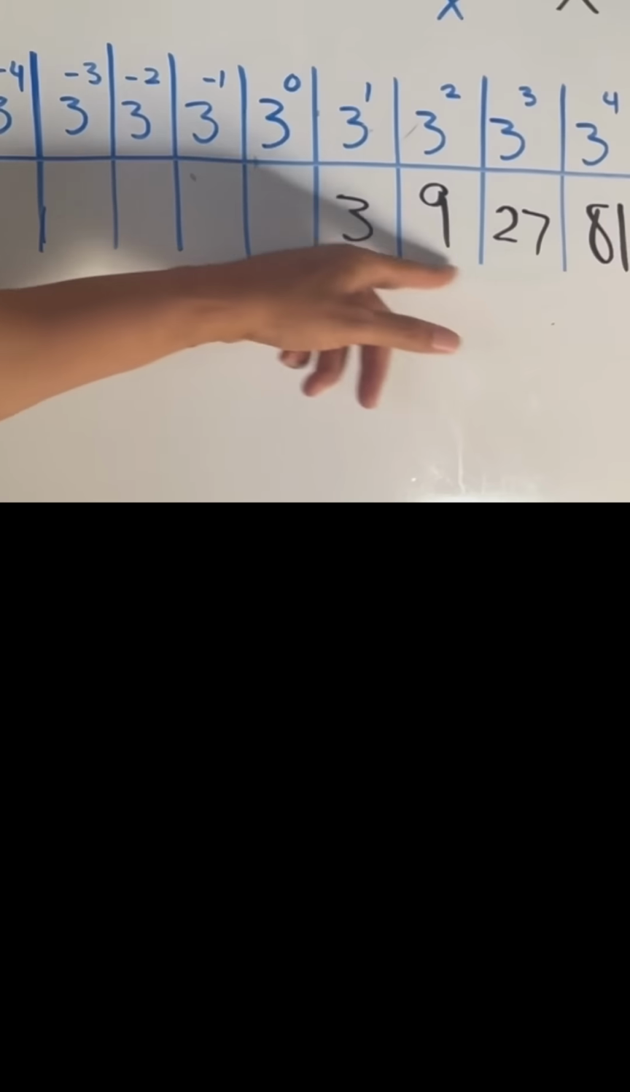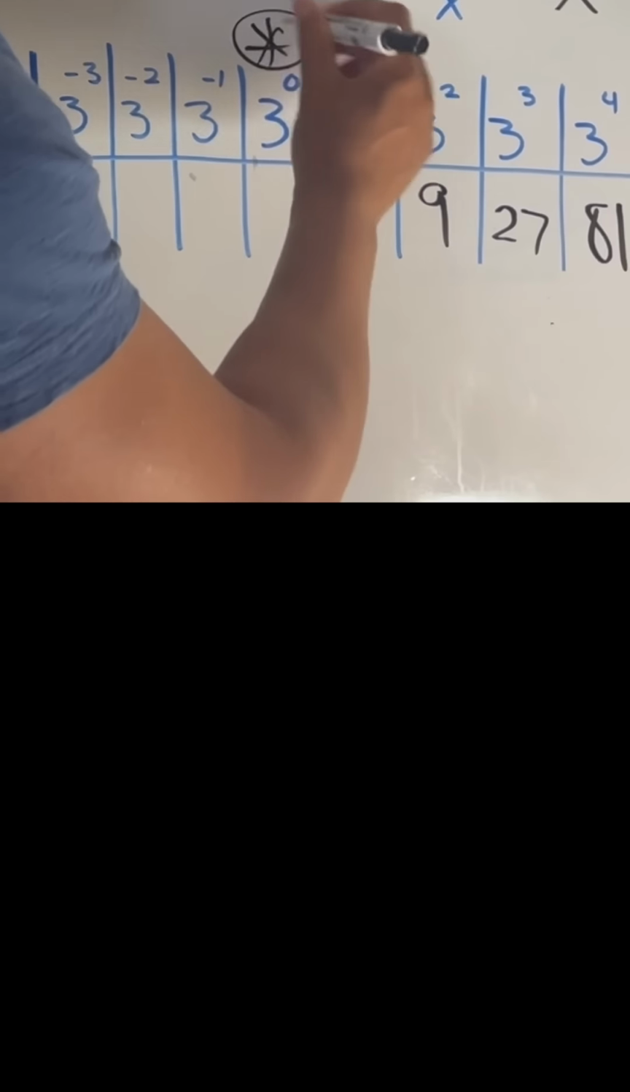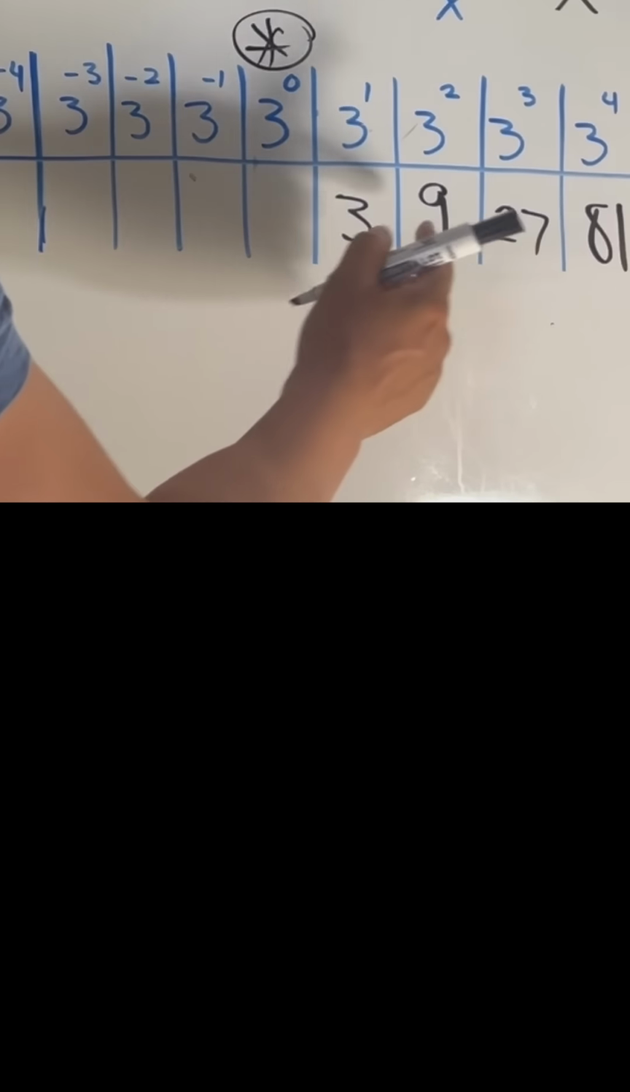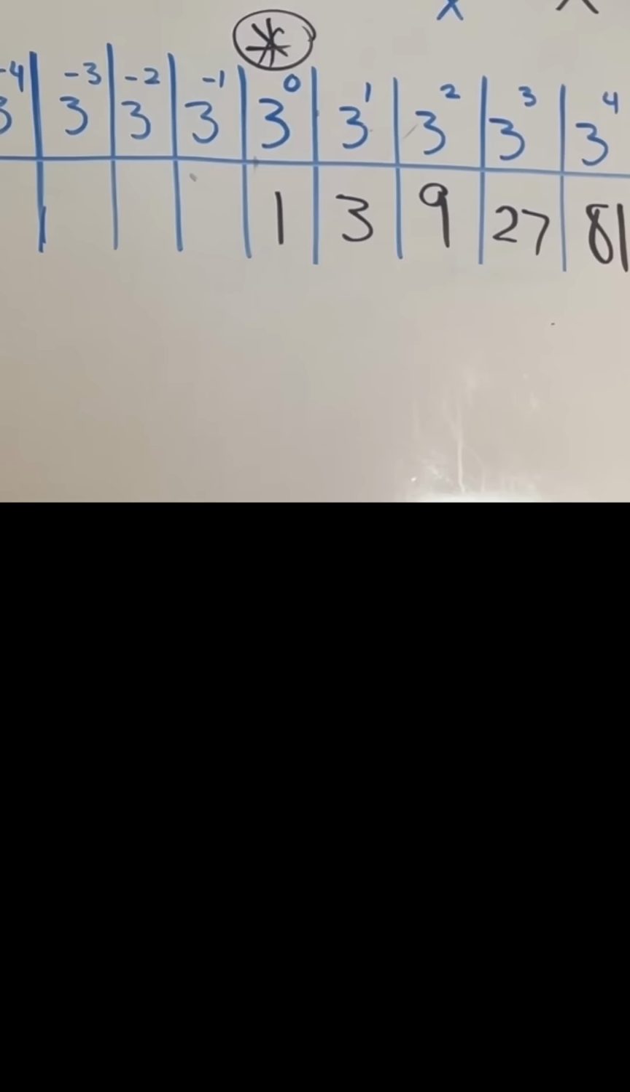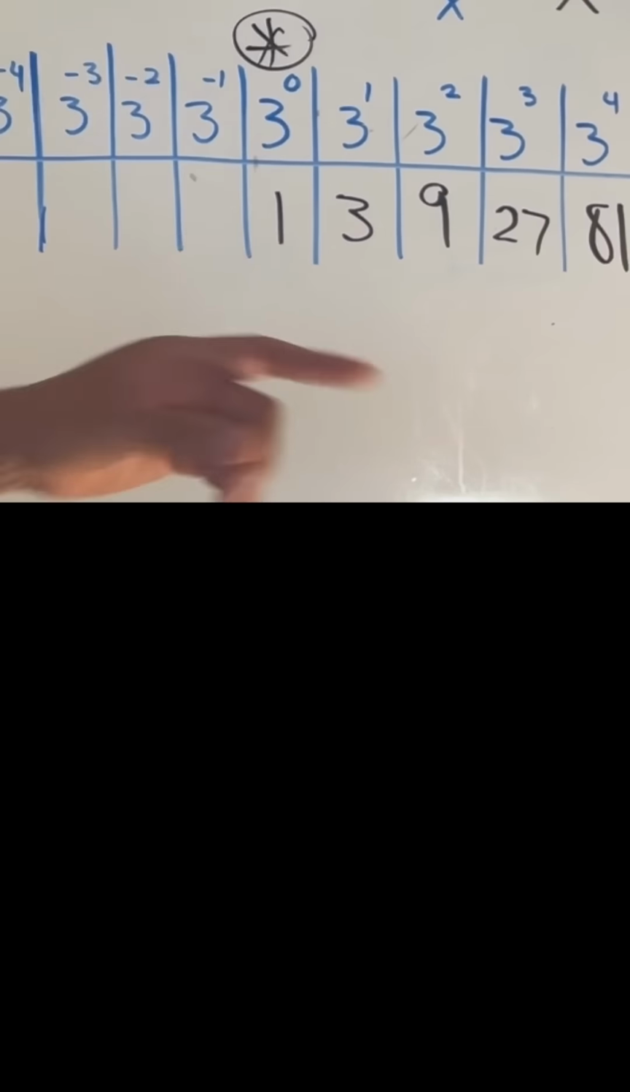Okay, so this is where we get to things like this, where it's really hard for students to remember and understand. But right around here, if I divide that by 3, I'll get 1. And that works for every number. And this is why any number to the 0 power is just 1.